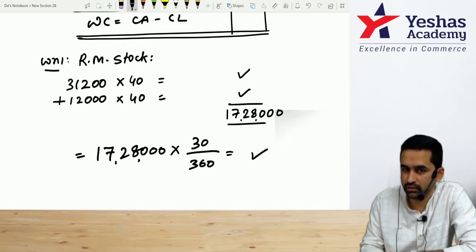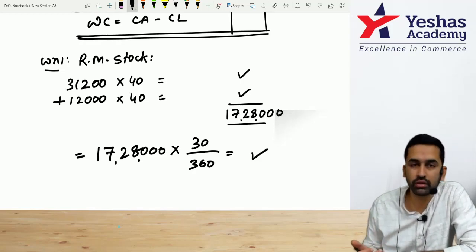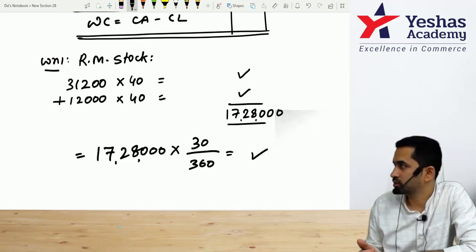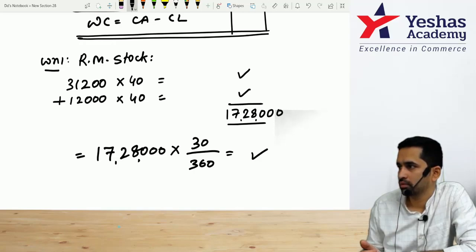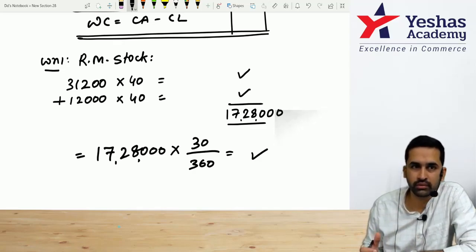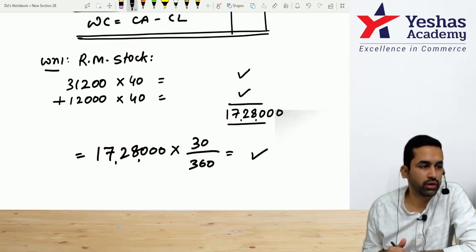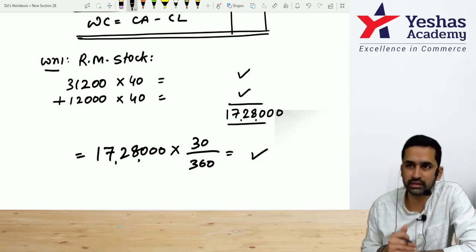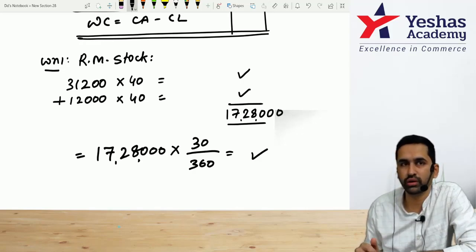Did you first understand the way to do that? RM stock: 31,200 units into 40. Understand the logic. This many units I started and completed, plus 12,000 units I have started but not completed. Even then, the moment I start production, I'll be using 100% of raw material. So I'll have to take it to 40 fully.